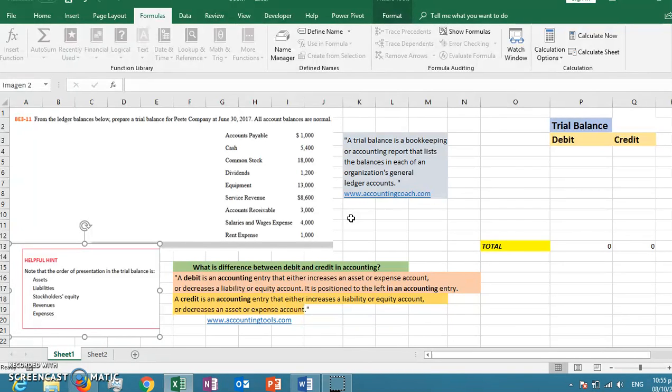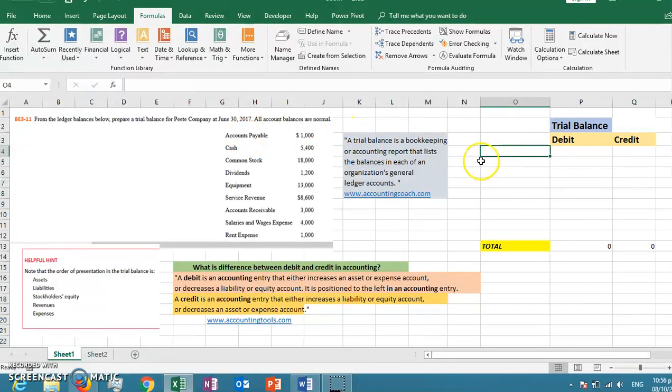So I think we all know what an asset, a liability, stockholders' equity, revenue, and expenses are, since we all are in the same course and we're making our homework. So I'm going to skip the part about explaining what an asset is and all that stuff, since we should know it by now. So I'm going to start now. I'm just going to put first the account names, like accounts payable, cash, common stock, and then I'm going to put the amount here.